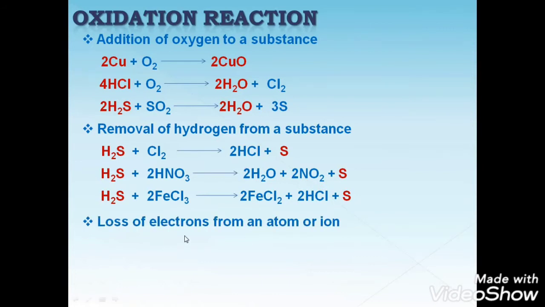Loss of electrons from an atom or an ion. Now we will know how an electron is lost from an atom or from an ion with the help of some examples.